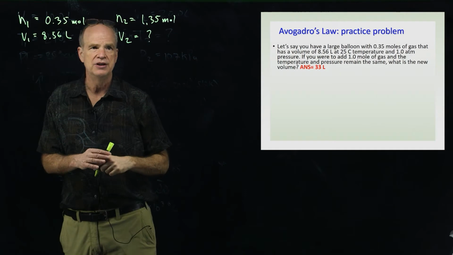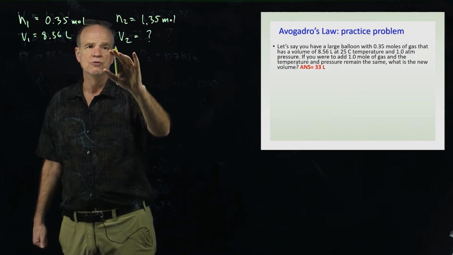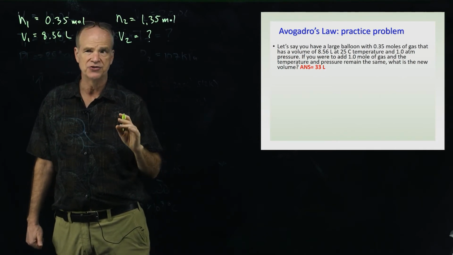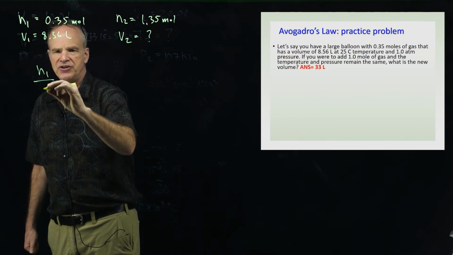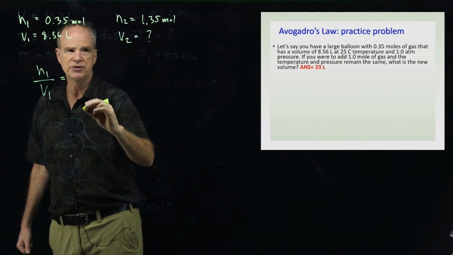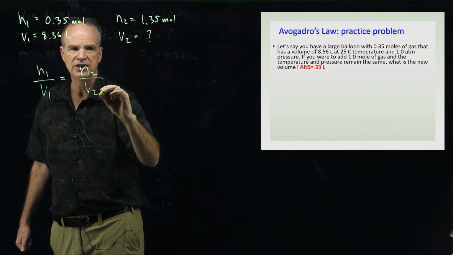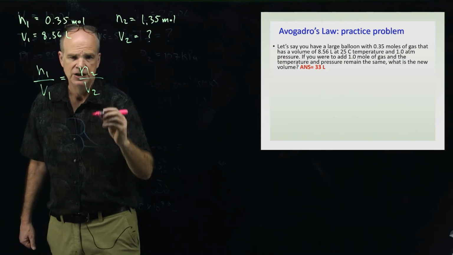And so if we know a relationship between moles and volume, we can figure out what the answer to the problem is. And that relationship is Avogadro's law. So we again know that the moles of a gas at initial condition divided by the volume of the gas at that initial condition is going to be equal to the moles of the gas at the final condition divided by the volume at the final condition.